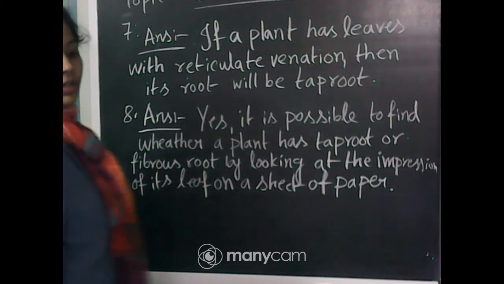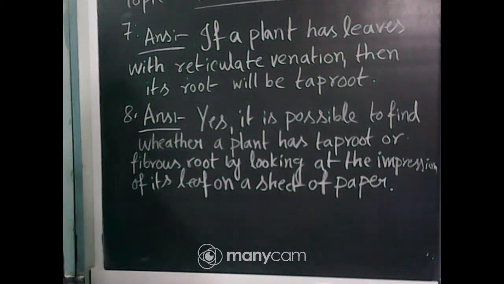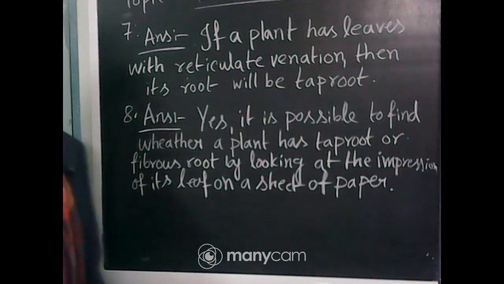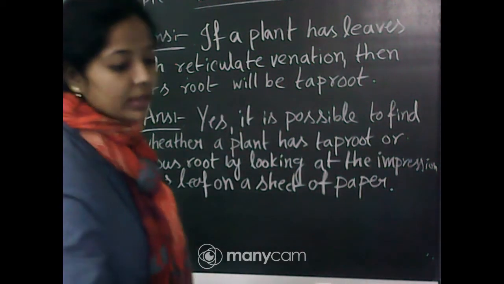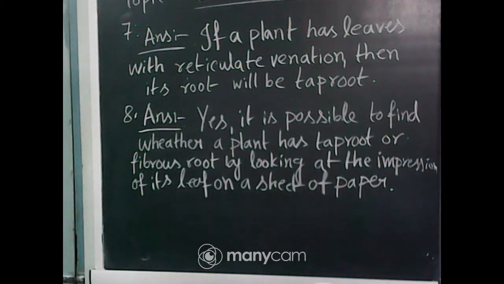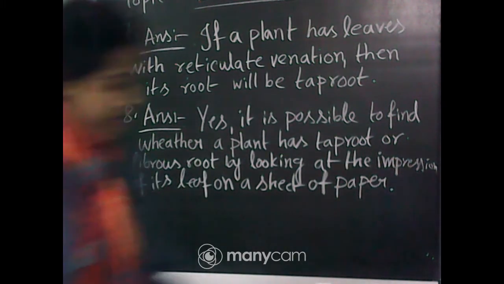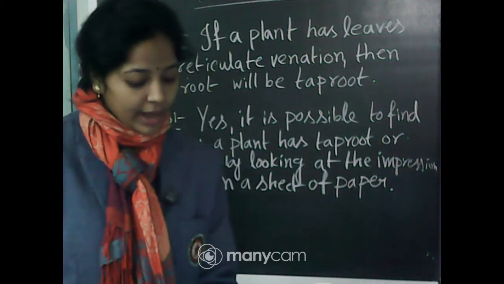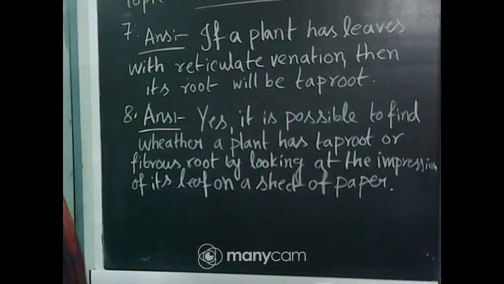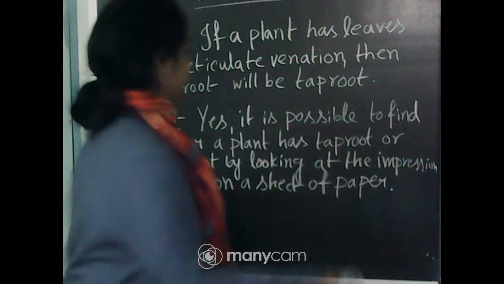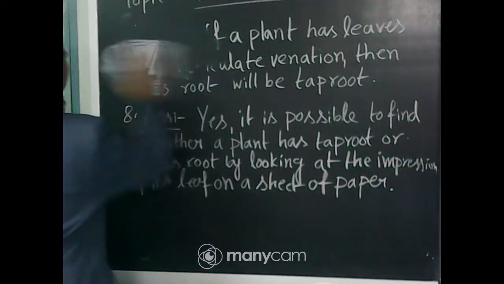Okay, so this will be the answer, and again I am repeating this. Yes, it is possible to find whether a plant has taproot or fibrous root by looking at the impression of its leaf on the sheet of paper. Okay, so here we have discussed question number 8. Now comes question number 9. What are the parts of a flower? All of you know this answer, I know.